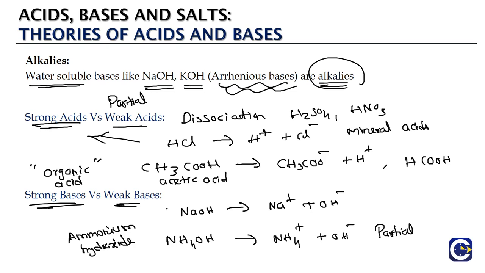So bases like sodium hydroxide and potassium hydroxide, even magnesium hydroxide and calcium hydroxide, we will call them strong bases because they undergo full, complete dissociation. Bases like ammonium hydroxide, we will call weak bases because they undergo partial dissociation. So the classification of a substance as a strong acid or weak acid, strong base or weak base, depends upon the extent of dissociation, whether it is complete or partial.